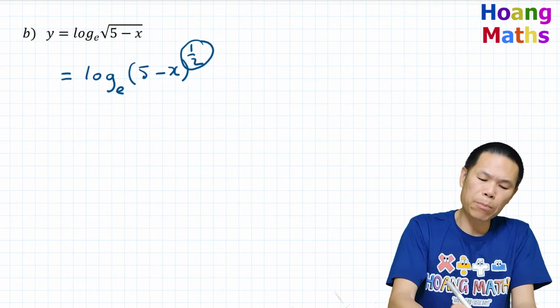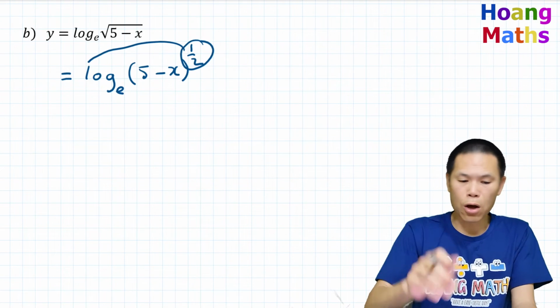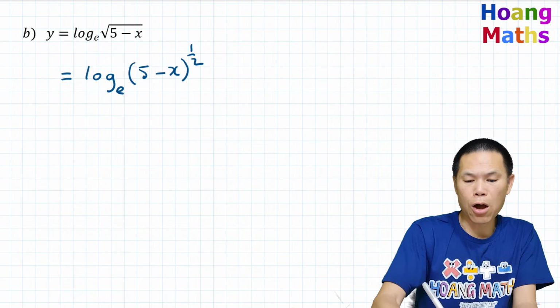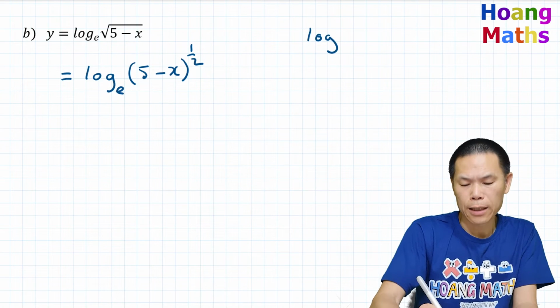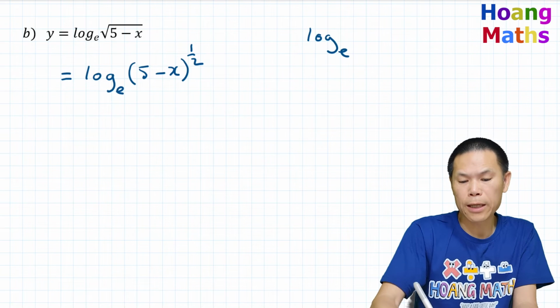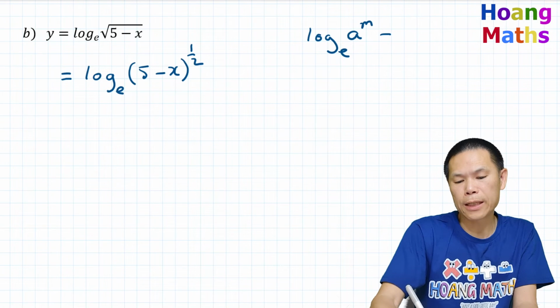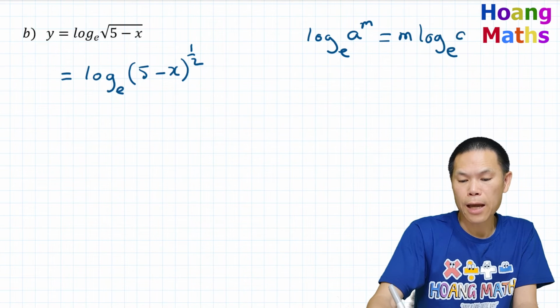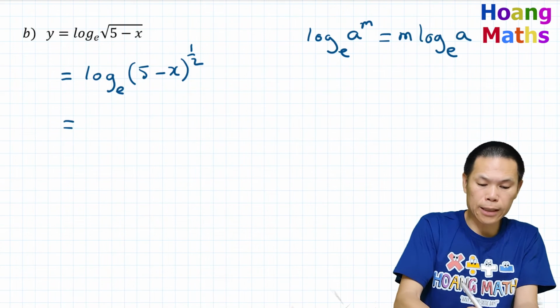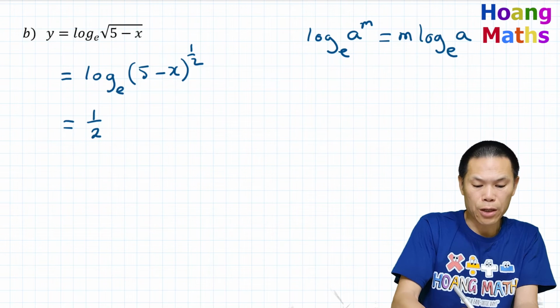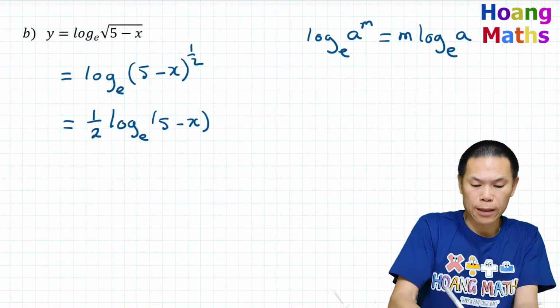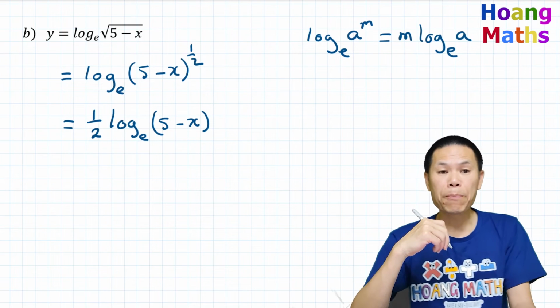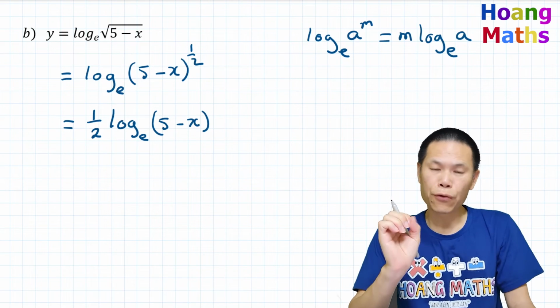So we can bring this down by using log law. Remember that log of any base, so let's say base e here, a power m is exactly the same as m log base e a. So this is exactly the same as I bring a half down. So a half log base e of 5 minus x. So that is exactly the same. Now what I do now is I need to differentiate this.